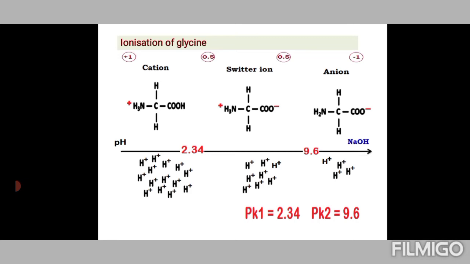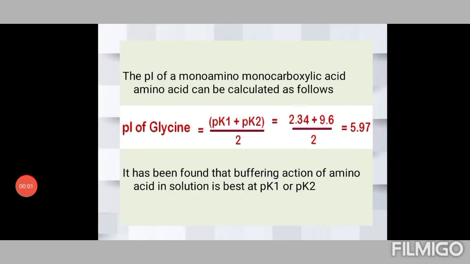group. Now, the sign and the magnitude of the net charge of any amino acid at any pH can be predicted in the same way, just as we discussed or analyzed the ionization of glycine. Let us calculate the Pi value of glycine from the data that we have. The Pi of glycine is equal to pK1 plus pK2 divided by 2, which means 2.34 plus 9.6 divided by 2 is 5.97. And it has been found that the best buffering action of amino acids occurs at pK1 and pK2, and the least buffering action at Pi value.